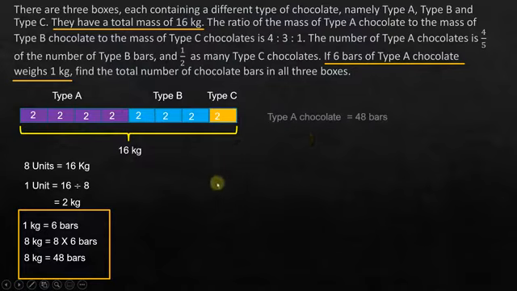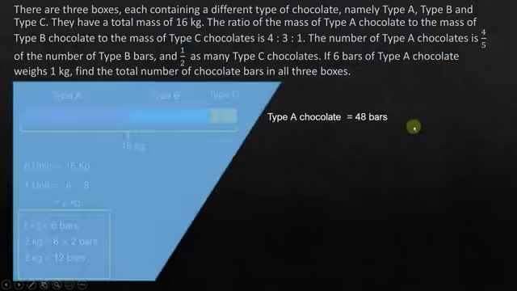So let's just say for right now, type A chocolate is 48 bars, right? I'm just putting this aside because we have got what we want. Type A chocolate is 48 bars. We don't need any of these workings right now. Now let's go to the second part, which deals only with the numbers.